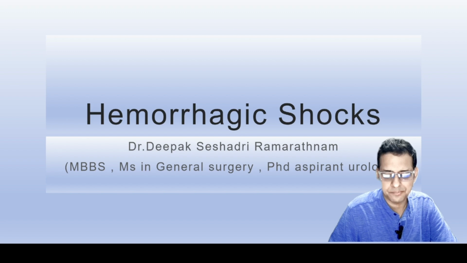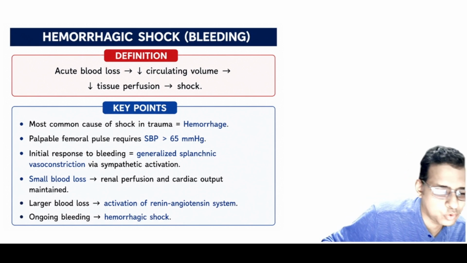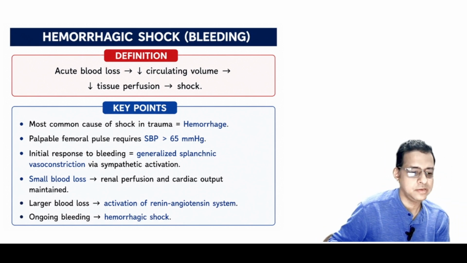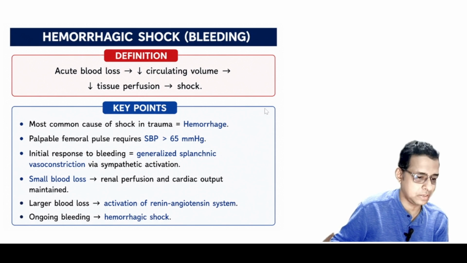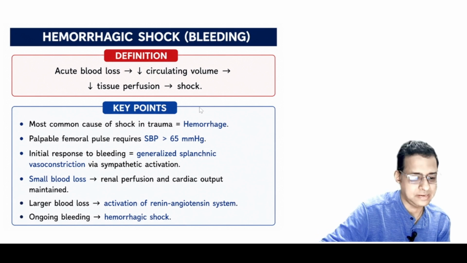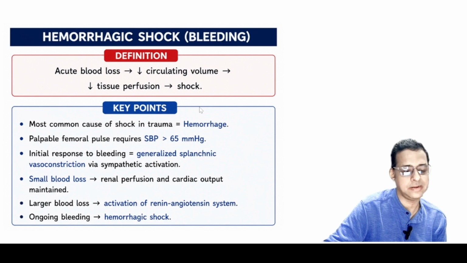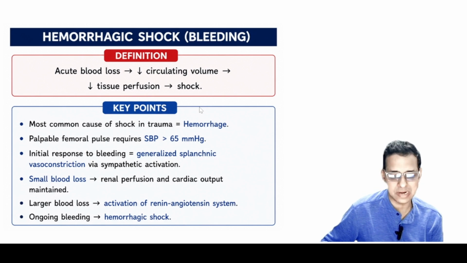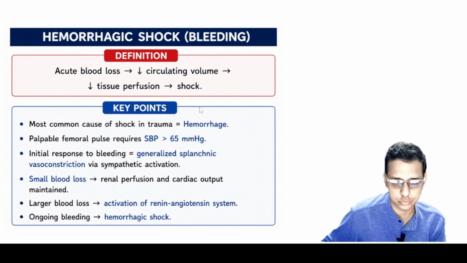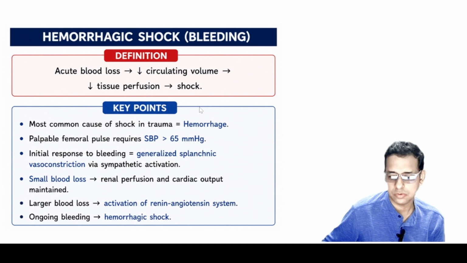Today I will be presenting a title slide of hemorrhagic shock. So I would like to go to the definition as I have mentioned here. It's acute blood loss which may decrease circulating volume and tissue perfusion, and finally that results in shock, end stage of organ failure, and finally leading to death. Hemorrhagic shock occurs when acute blood loss results in inadequate tissue perfusion and oxygen delivery. If not recognized and treated promptly, it can progress to organ failure and eventually death.